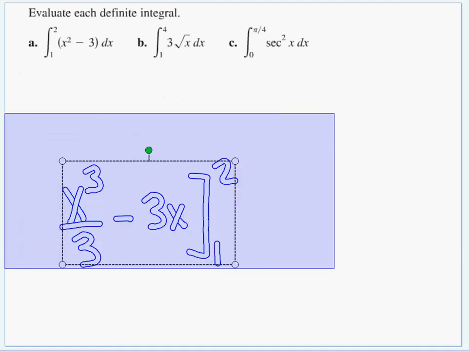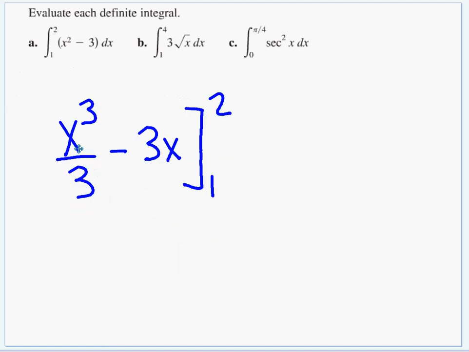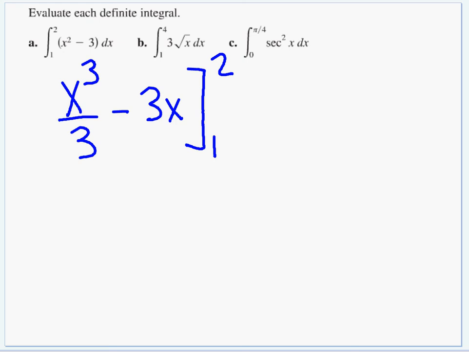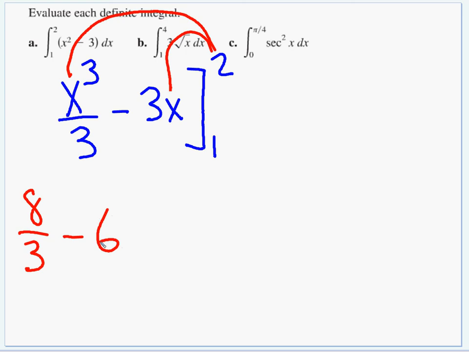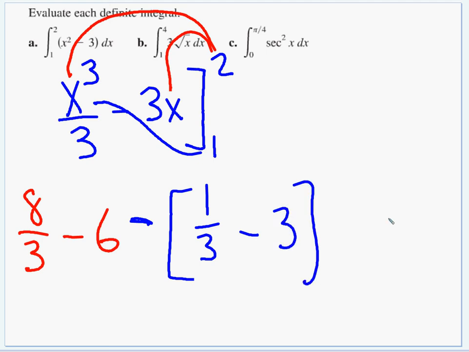Upper limit's on top. It gets to jump into the pool first. So the 2 jumps in. That's going to be 2 cubed over 3, or 8/3, minus 2 jumps in here. 2 times 3 is 6. Fundamental theorem says we subtract as a quantity. The lower limit jumps in. 1 cubed over 3 is a third. Minus 3 times 1 is 3.